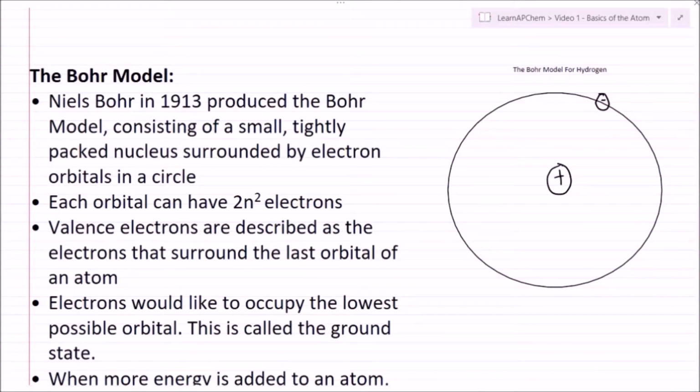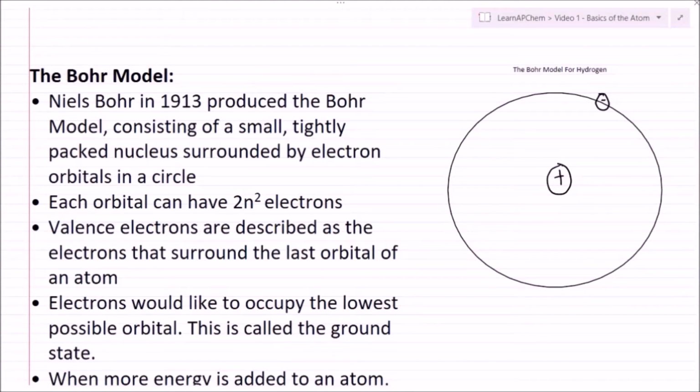Alright, so now let's talk about valence electrons. Valence electrons are described as the electrons that surround the last orbital of an atom. Essentially, all we have to do to find valence electrons, if we have a Bohr model, is we look at this outermost orbital and we count the number of electrons. So here for hydrogen, it would simply be 1. If you didn't have a Bohr model, there's an easy way to do it, and again, I'll cover this in a later video.